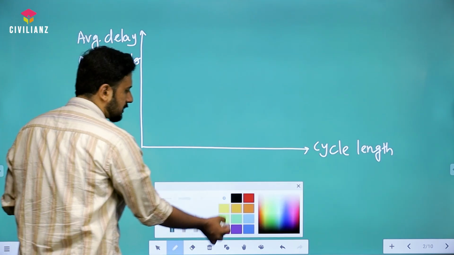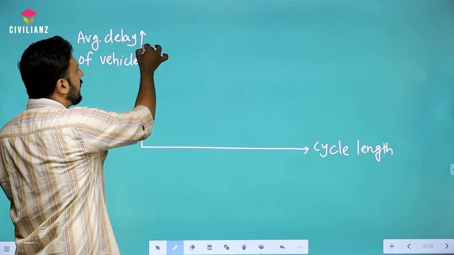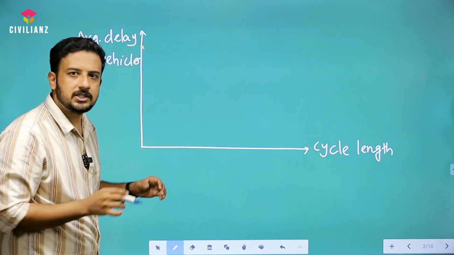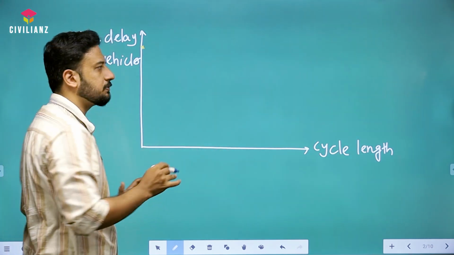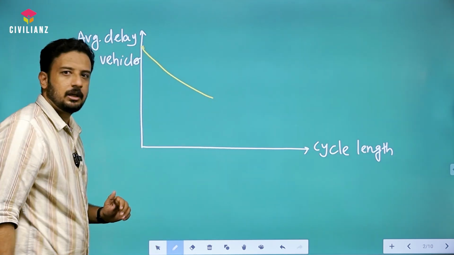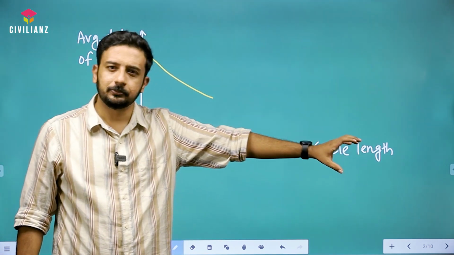Let's see what we have discussed now. If the cycle length is very small, obviously the delay will be too much, right? And as the cycle length increases, we are giving more time for the vehicles to pass. Definitely the delay will be decreasing or not? Of course. But what if we are giving too much time for a particular lane?